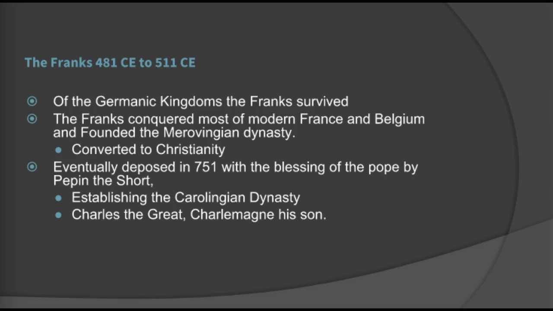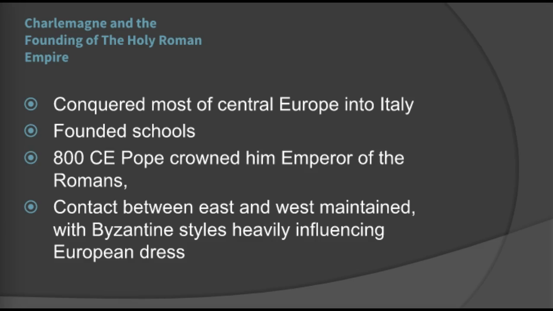They were eventually deposed in 751 with the blessing of the Pope by Pepin the Short, establishing the Carolingian dynasty, of which Charles the Great, Charlemagne, is his son. Charlemagne of fame founds the Holy Roman Empire. He conquered most of Europe and into Italy, founded schools. Around 800 CE, the Pope crowned him Emperor of the Romans.